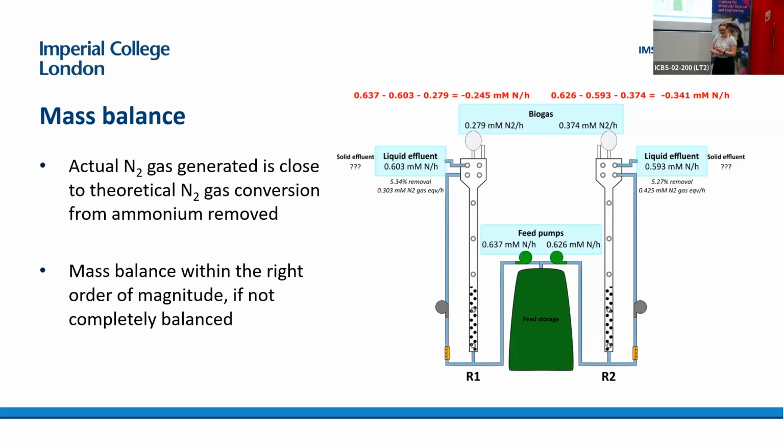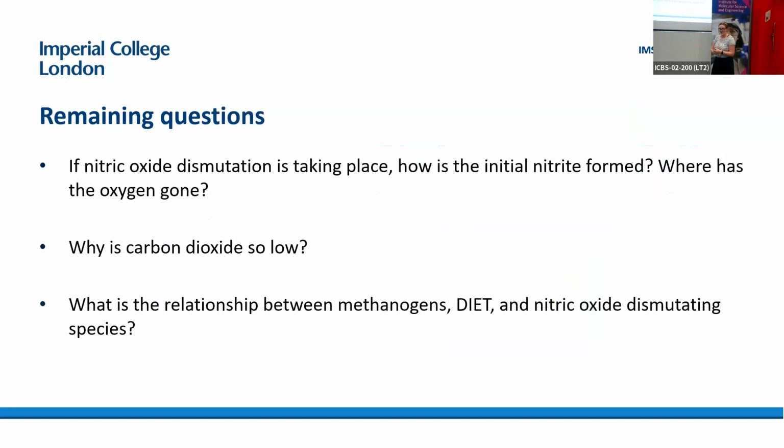Again, we want to continue looking at this, but in order to do so, there are a couple of key questions that we need to answer. If nitric oxide dismutation is indeed taking place, as we are now starting to suspect it is, how is the initial nitrate formed? Because this is still the side of the equation that we need to address: where is that initial bit of oxygen coming from before you can start this? And where does it go?